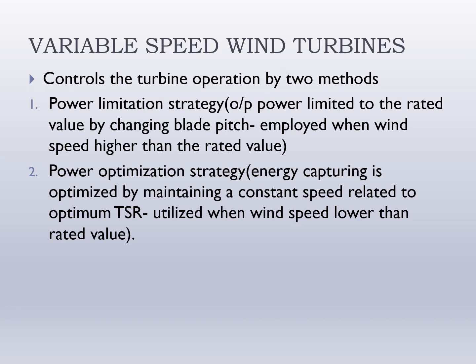This control strategy is employed for wind speeds higher than the rated value, and it results in reduction of aerodynamic efficiency. In power optimization strategy, energy capturing is optimized by maintaining a constant speed related to the optimal TSR. This control strategy is utilized when the wind speed is lower than the rated value. But if the speed is altered due to variation in load, the generator might be overloaded for wind speeds higher than nominal value. Techniques like generator torque control are employed to control the speed and to avoid this problem.